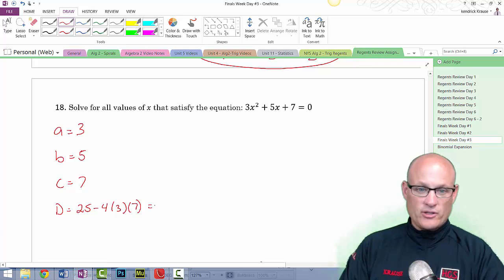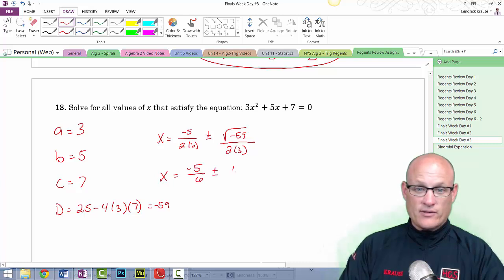Well, the good news is that's prime. So I get x equals negative b, negative 5 over 2 times 3, plus or minus the square root of negative 59 over 2 times 3. Well, 59 is prime. That's the good thing. So it's negative 5 over 6 plus or minus i square roots of 59 over 6. Done.